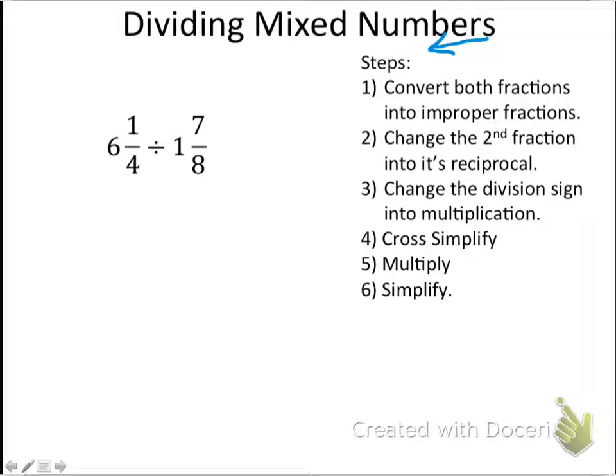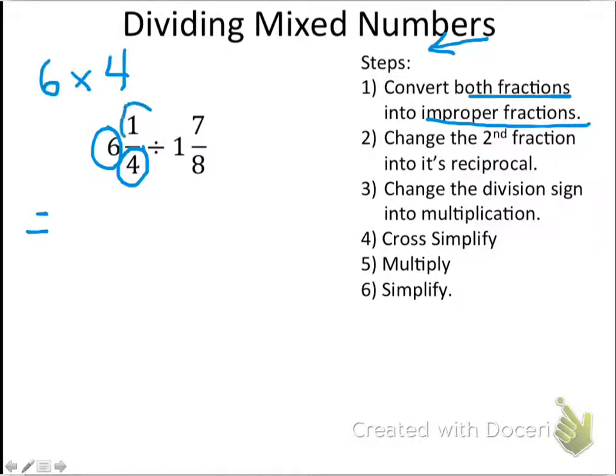The first step we're going to do is convert both fractions into improper fractions. This is the same first step as when you're multiplying fractions. So let's convert these into improper fractions. The first thing you do is take the whole number and multiply it by the denominator. So we take 6 times 4, and don't forget to add the numerator to it, plus 1. So 6 times 4 is 24, plus 1 is 25.